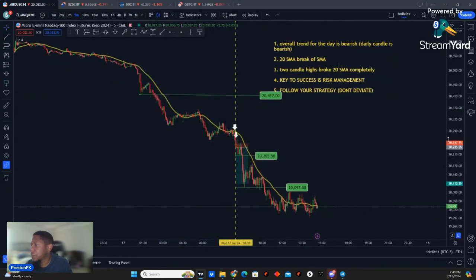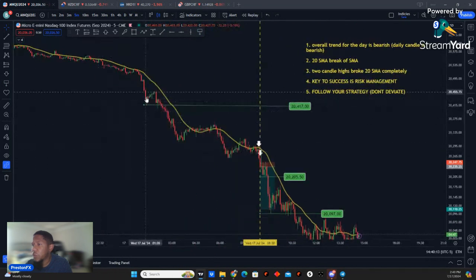Look at that. All right, boom. Went up, okay, went up still under the SMA. I'm gonna just put it right here. Boom. Now look at it. Came down a little bit. That London session. All right, went up, retraced.